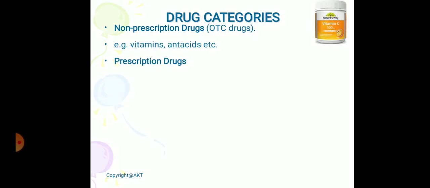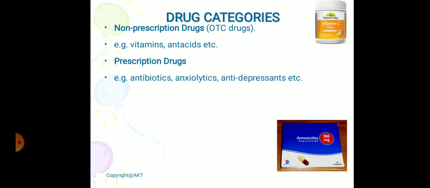Prescription drugs. These are the drugs which require a prescription from a registered medical practitioner. Without that, the drug is not supposed to be dispensed or purchased. Example, antibiotics, anxiolytics, antidepressants, etc. Though in our state it's not practiced exactly like that, it is supposed to be that prescription drugs are only dispensed under prescription.